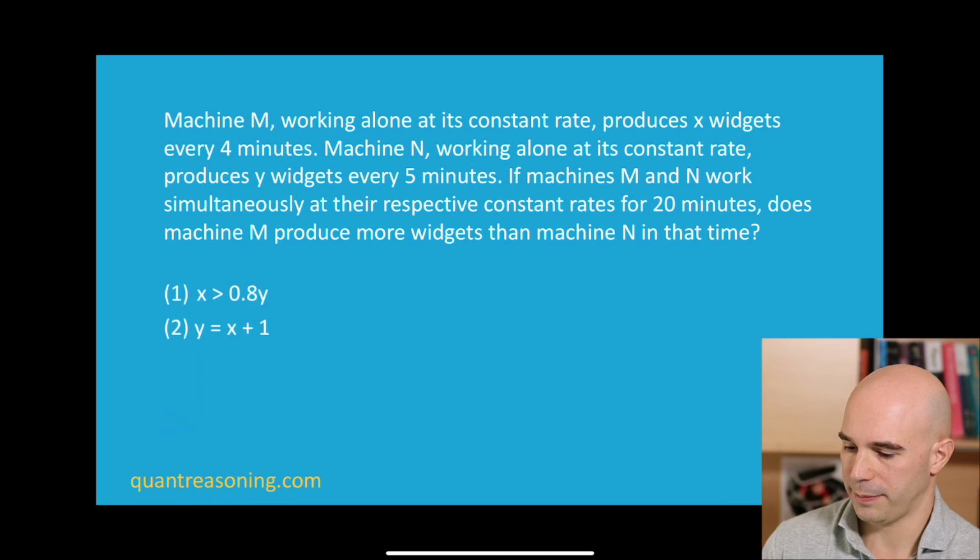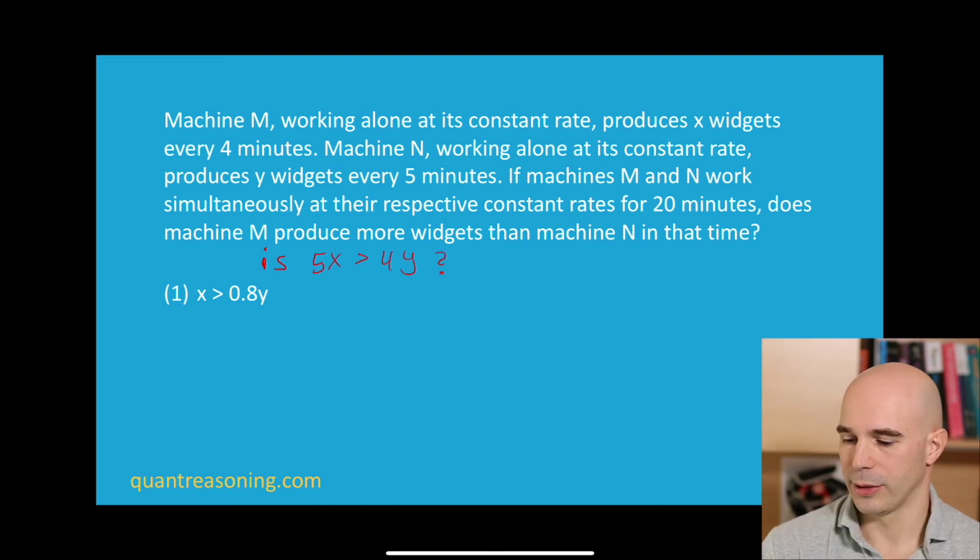So let's look at these statements now. Let's look at them one by one with the rephrased question of, is 5x greater than 4y? So statement 1 looks promising. Unfortunately, though, it's not about 5x, it's about x. Are we allowed to multiply both sides of an inequality by 5? What happens in statement 1 if we do that, if we expand the inequality by a factor of 5?